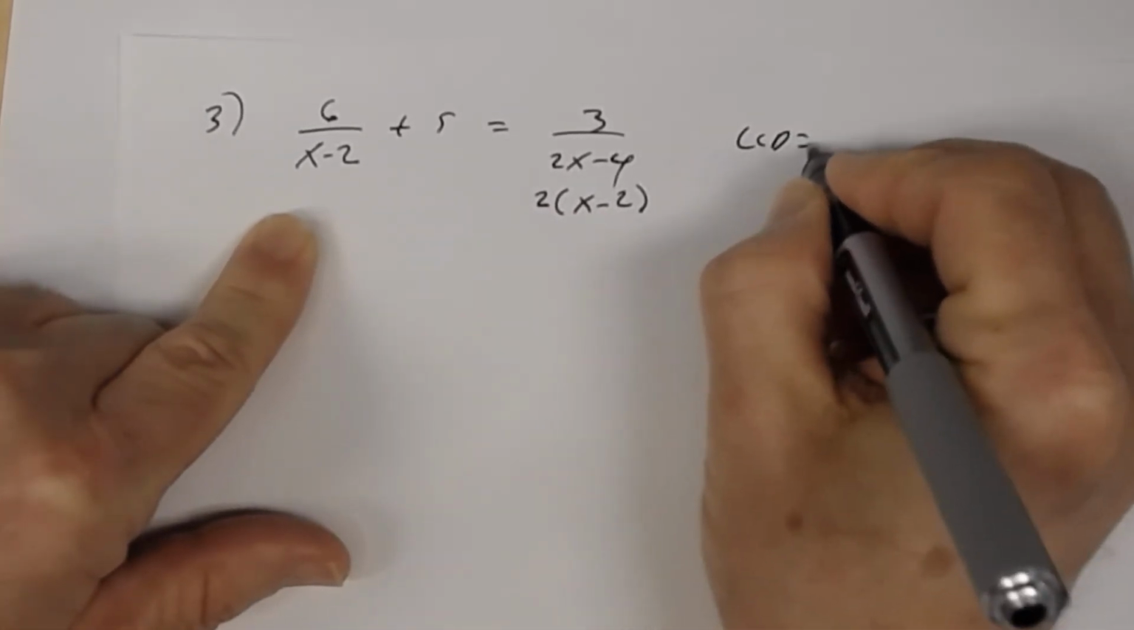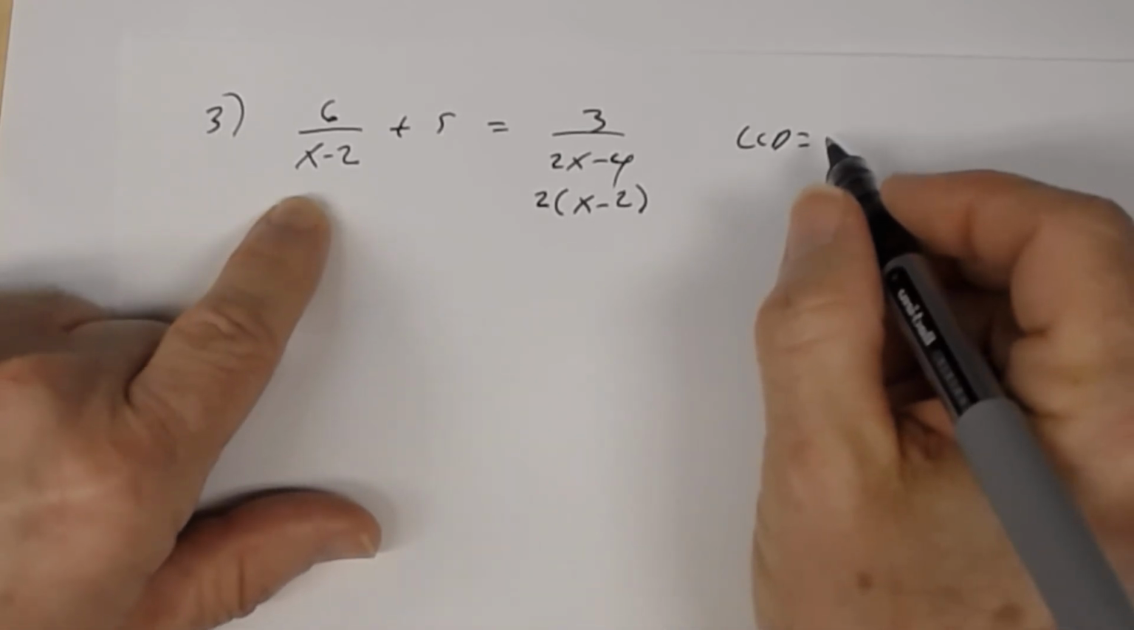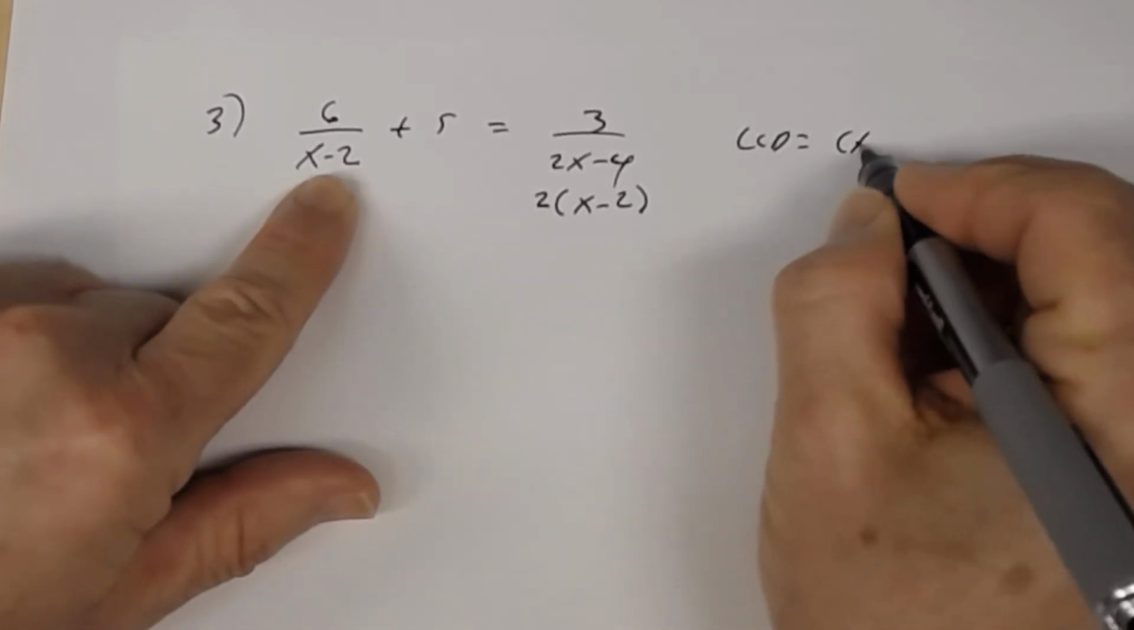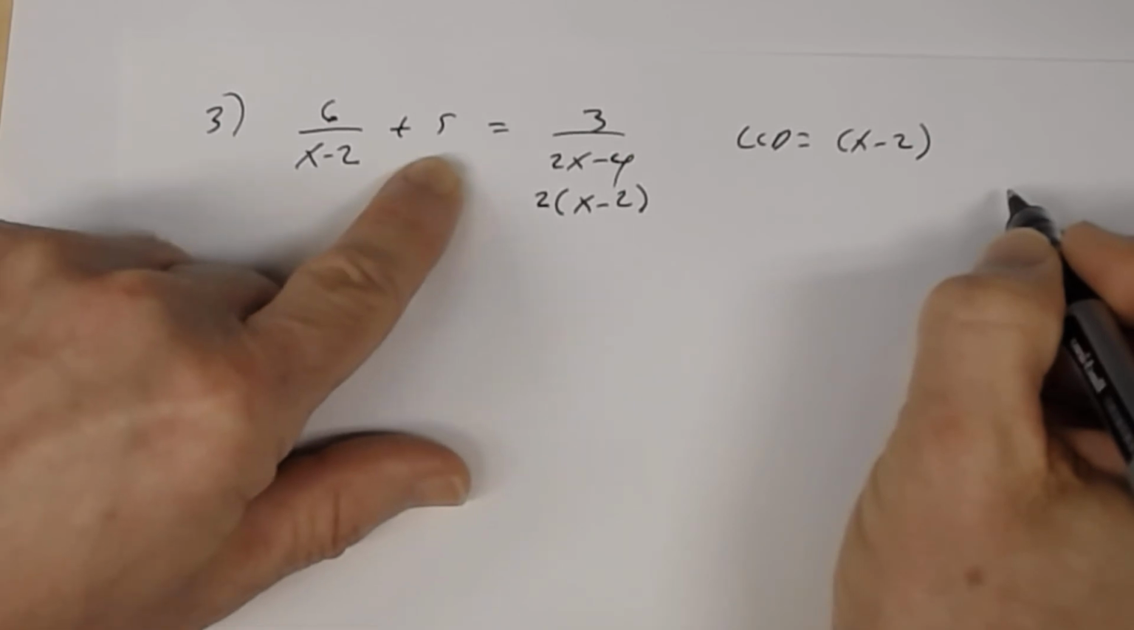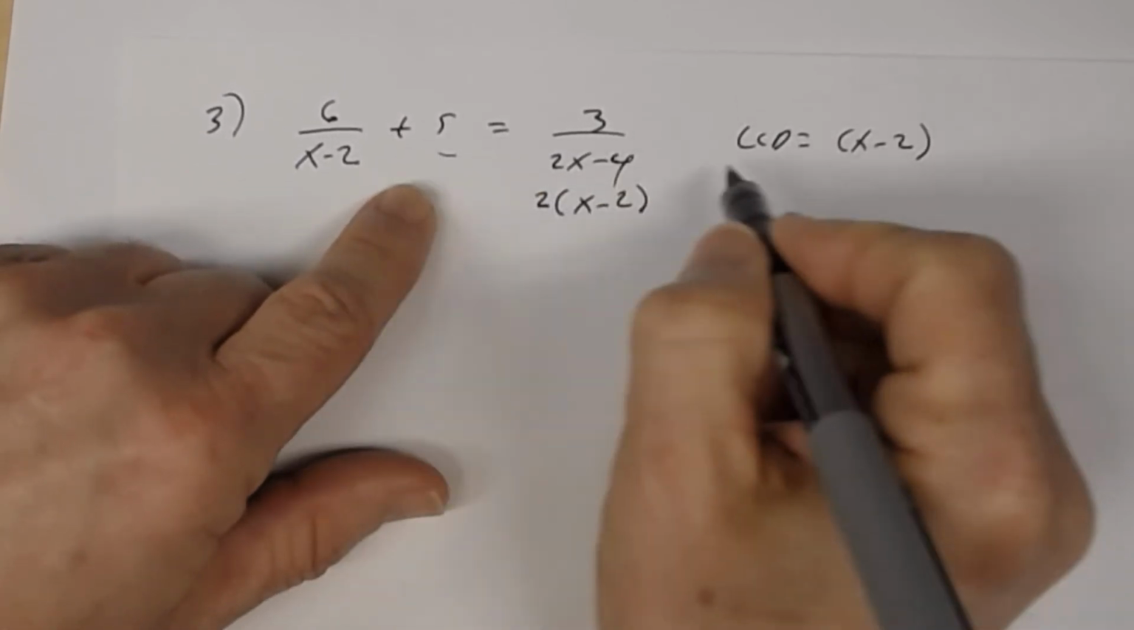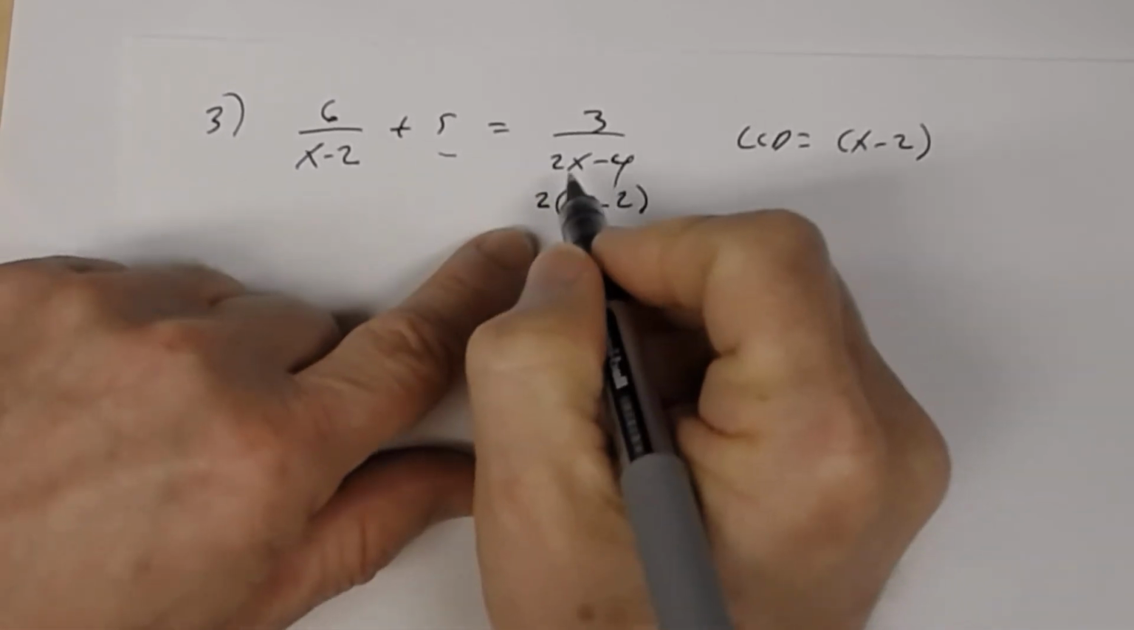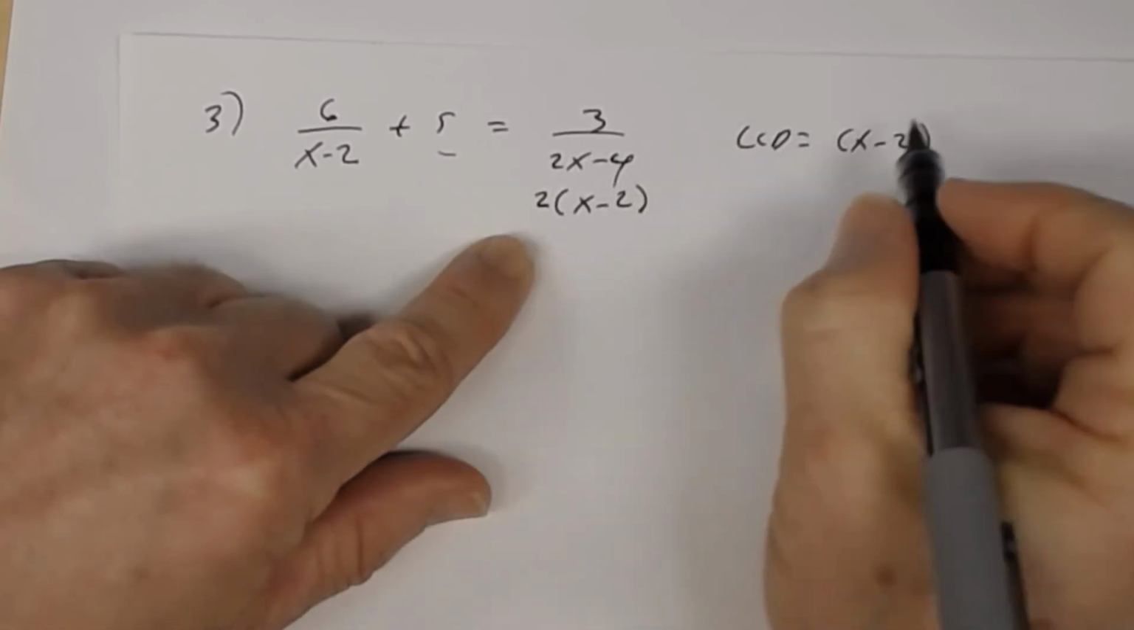So now if I find the LCD, it must include every factor you see. I see an x minus 2, I have to use it. I see a 1, 1's a factor of everything. I see a 2, I have to use it.